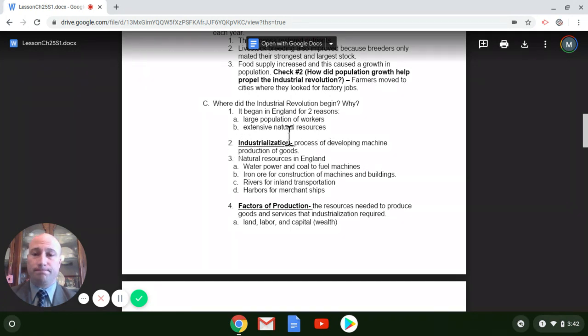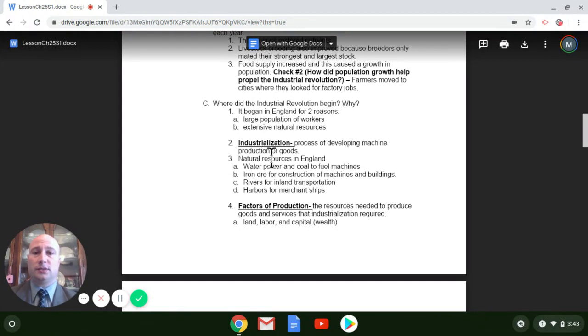Point number 2, the industrialization process. This is basically a process where you develop machine production of goods. So you need to build factories, you need to create the machines, and then you need to put people at work, housing, and running those machines.